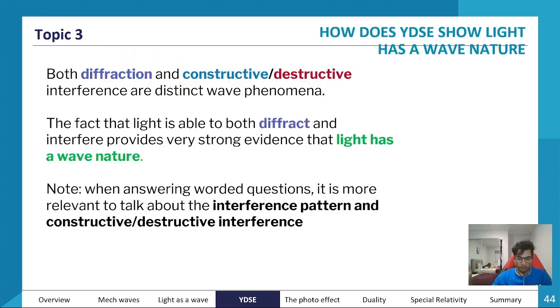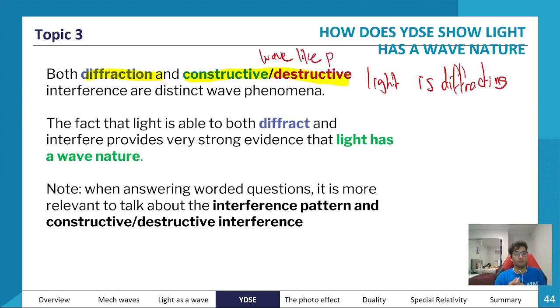Cool. And just to quickly sum up, what Thomas Young showed is that light is diffracting, and when light diffracts, it's going to create positions of constructive and destructive interference, which again is a wave-like property. So this is a wave-like property.